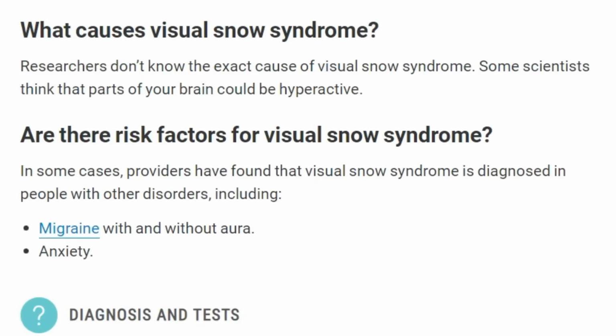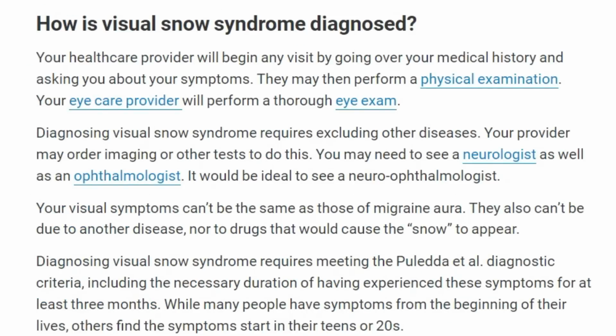What causes visual snow syndrome? Researchers don't know the exact cause of visual snow syndrome. Some scientists think that parts of your brain could be hyperactive. Are there risk factors for visual snow syndrome? In some cases, providers have found that visual snow syndrome is diagnosed in people with other disorders, including migraine with and without aura, anxiety.